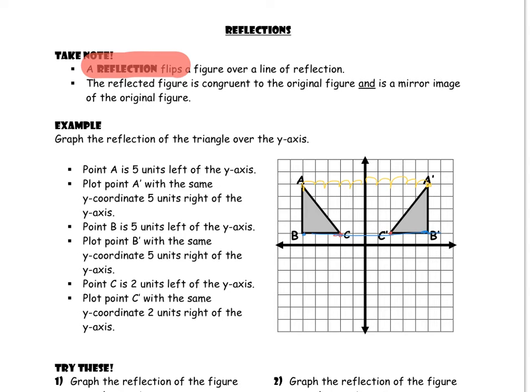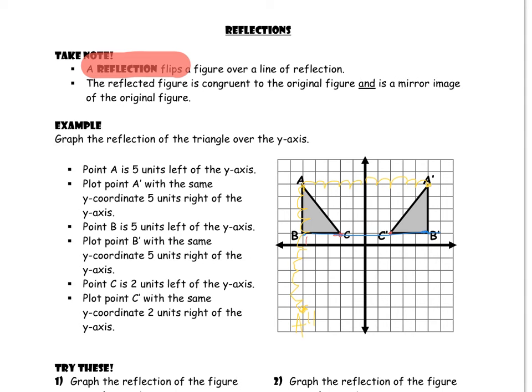Had this asked me to flip it through the x-axis, remember that this is the x-axis, I would do the exact same thing, except I would look at the distance from the shape to the x-axis. So A would be 1, 2, 3, 4, 5 hops away. So from the x-axis, I'd go 1, 2, 3, 4, 5, and there would be my A, sorry, that's hard to see. That's my A double prime.